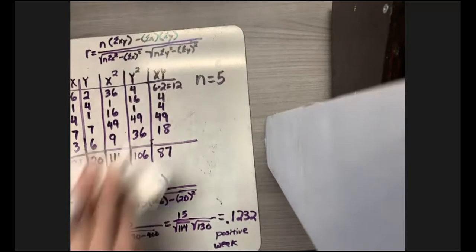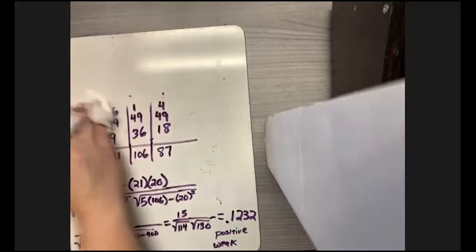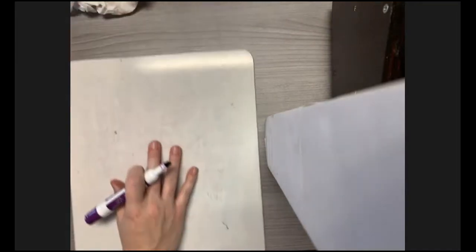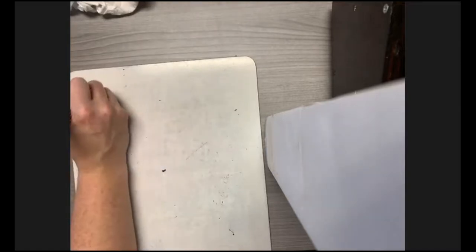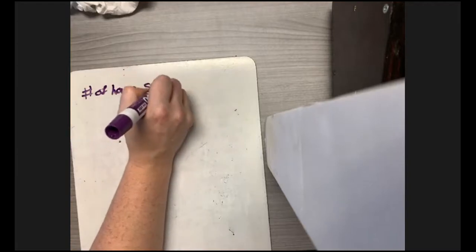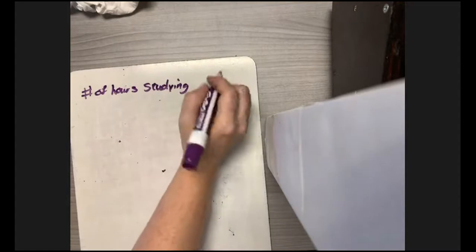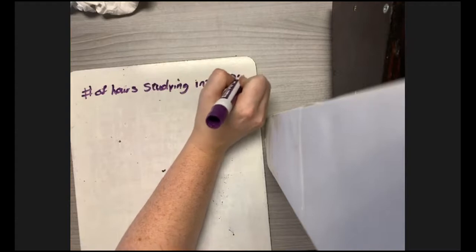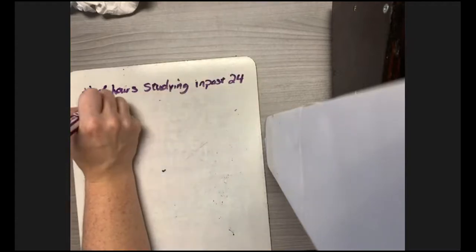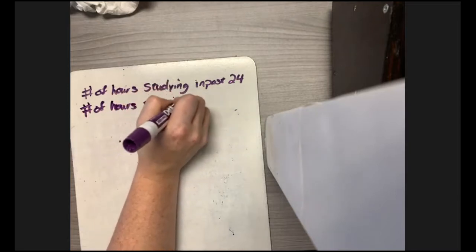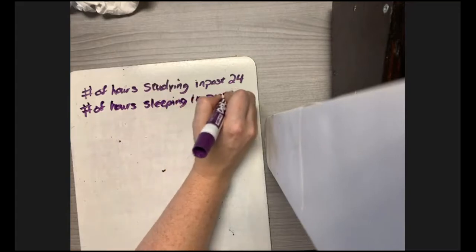Now, looking at the next one, and this one does not need a formula. They just want us to decide what we think the association would be. So we have the number of hours a student studies in the past 24 hours, and then we want to associate that with the number of hours sleeping in the past 24 hours.